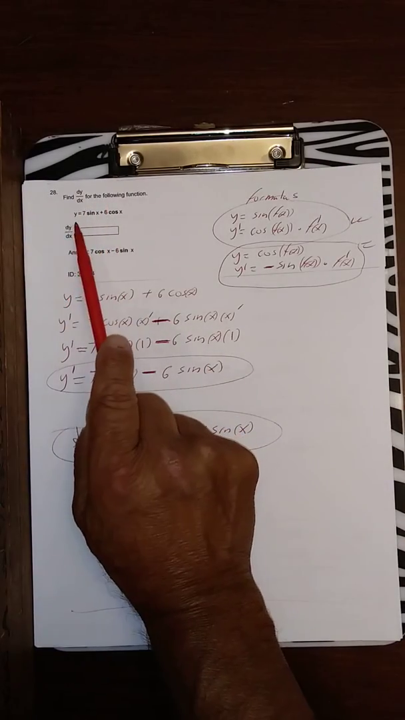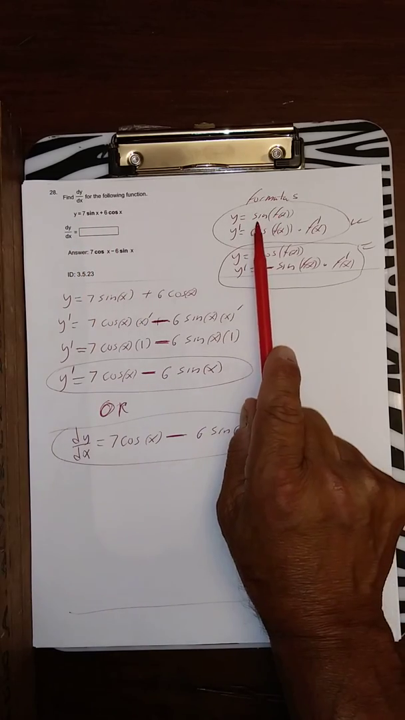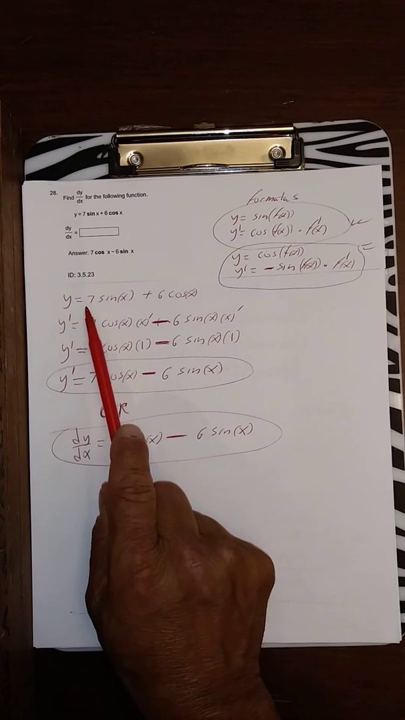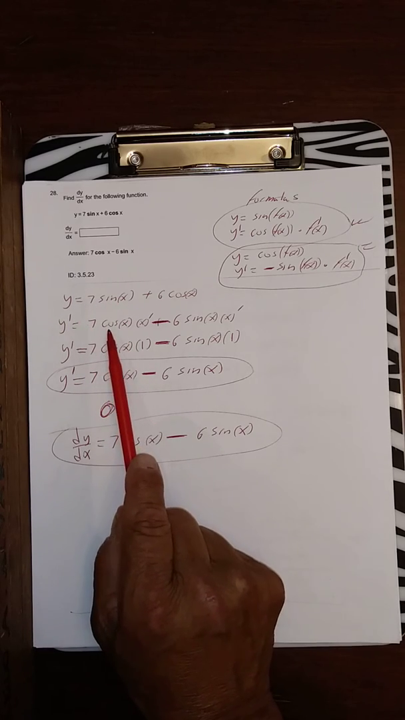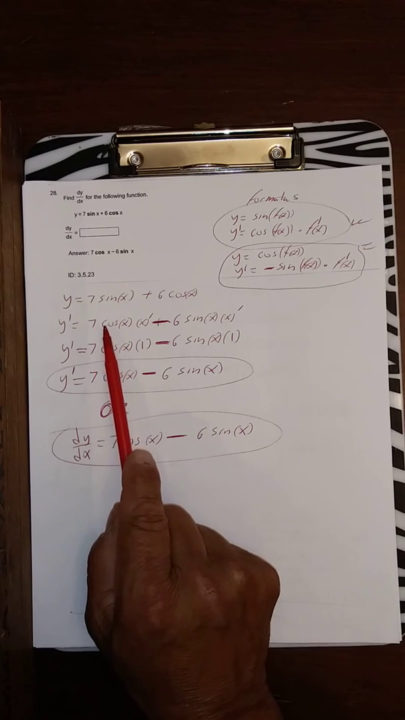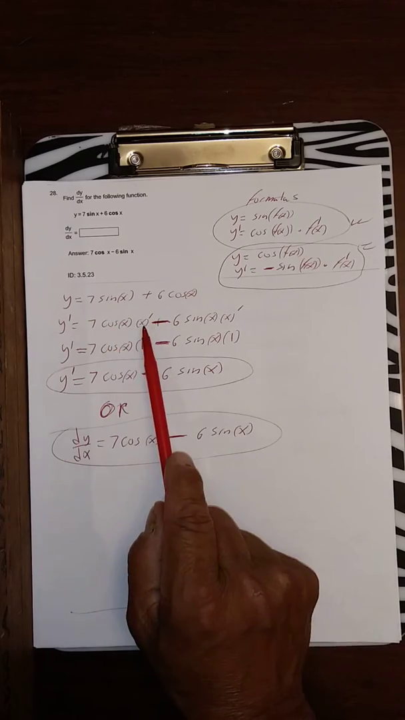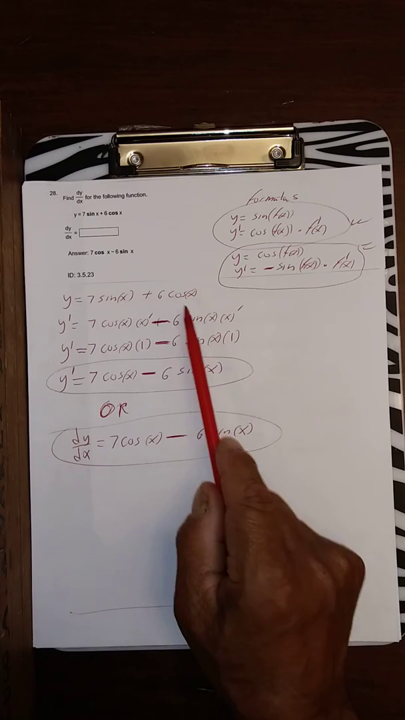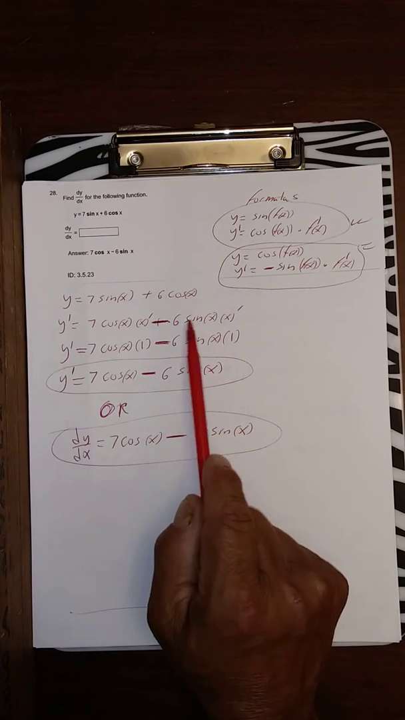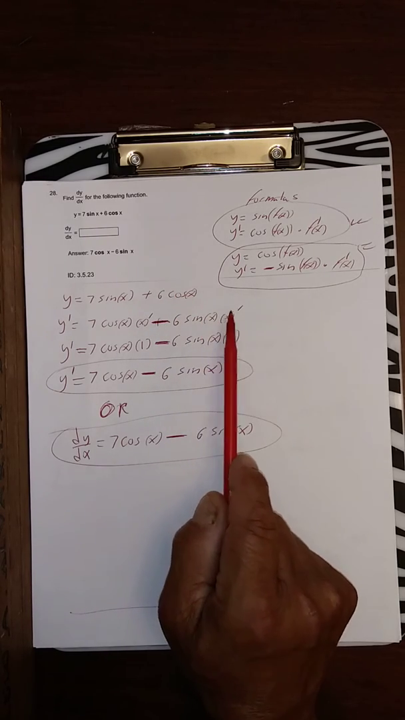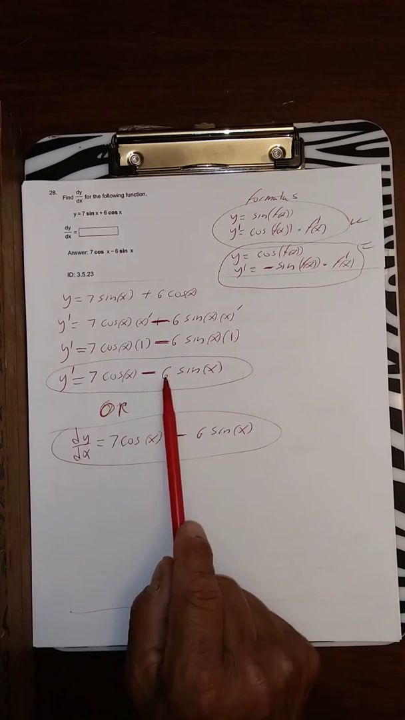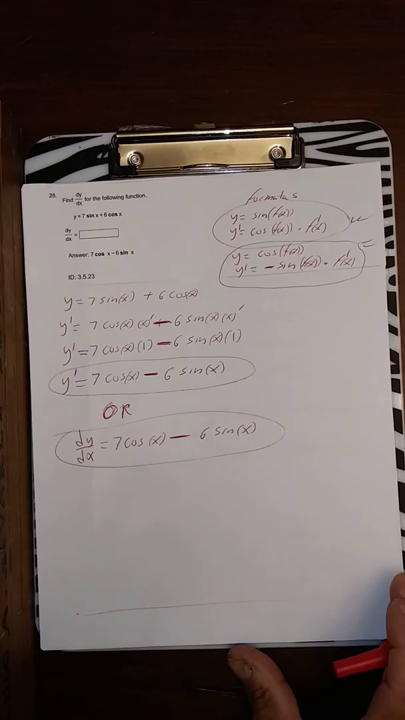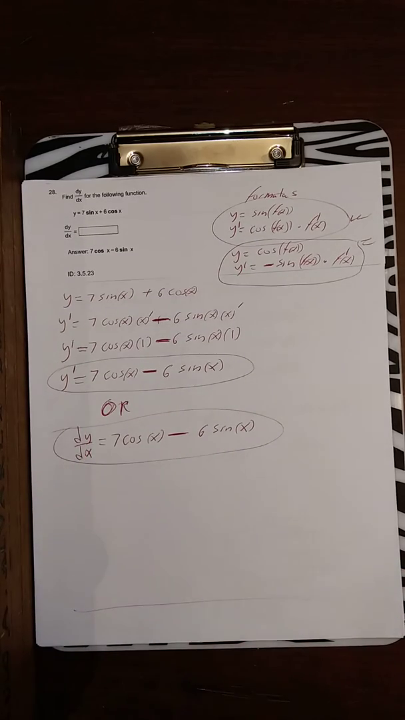Find dy dx. Here's the original problem. Formulas: the derivative of sine f of x is cosine of f of x times f prime. So the derivative of 7 sine of x is 7 cosine of x, and then the derivative here is 1. 1 times that, same thing. This one, the derivative of 6 cosine is going to be negative 6 sine of x times x prime. 1 times that, same thing. So we have 7 cosine of x minus 6 sine of x, or dy dx, same thing.